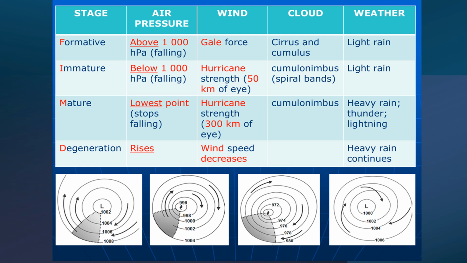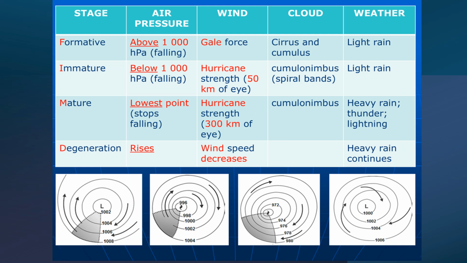A tropical cyclone goes through four important stages, and they are the formative stage, the immature stage, the mature stage, and the degeneration stage. To distinguish one stage from the other, let's focus on the air pressure, the wind, the cloud cover, as well as the weather in terms of rainfall that is experienced in each of the stages. What follows is an easy and simple way in order to remember the changes from one stage to another.